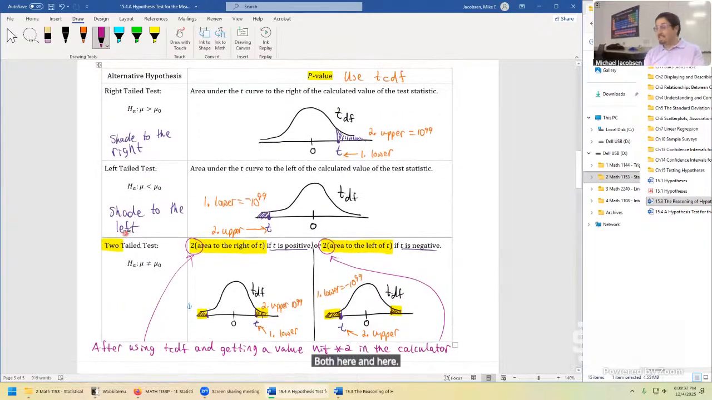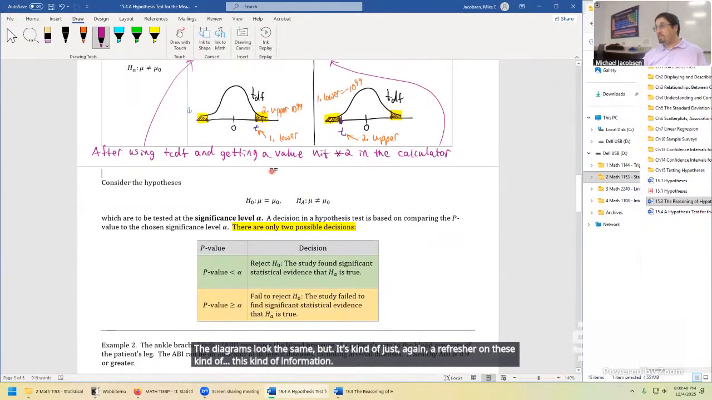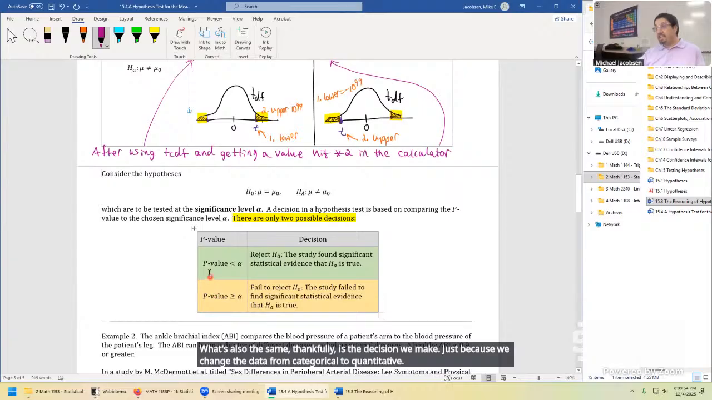Well, we got it, folks. That's the description of all the formulas. The diagrams look the same, but it's kind of just, again, a refresher on this kind of information. What's also the same, thankfully, is the decision we make. Just because we change the data from categorical to quantitative doesn't do anything to this table.